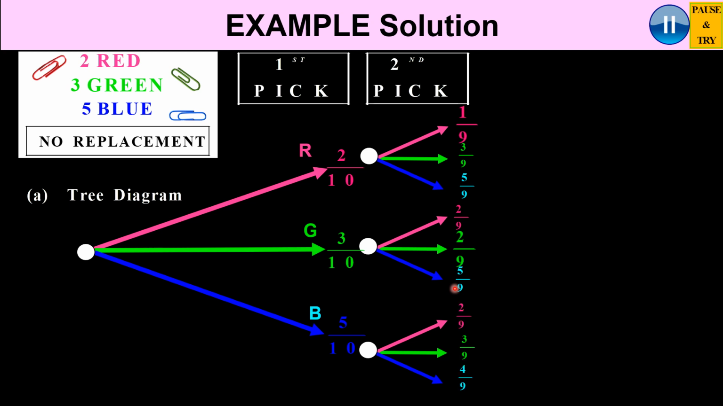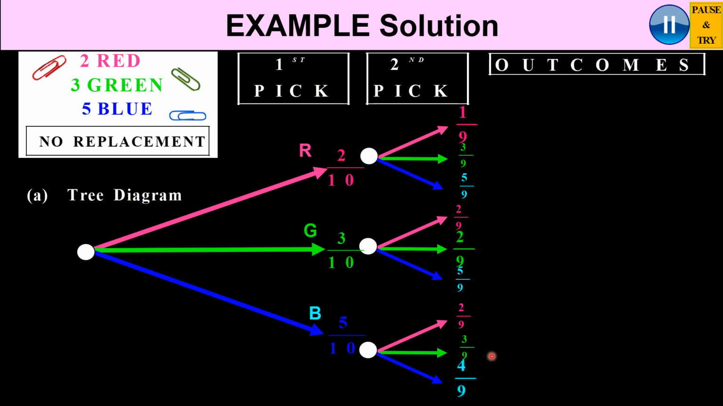The same way here, as you can see, that's the denominator of 10. There I've got a denominator of 9. I haven't taken a red yet, so it's 2 over 9. I haven't taken a green, so that's 3 over 9. But I've taken a blue, so I don't have 5 blues to choose from now. I have 4, so that's 4 over 9. You can see the sum of the probabilities on these 3 branches is 1, the sum there is 1, and the sum there is 1.